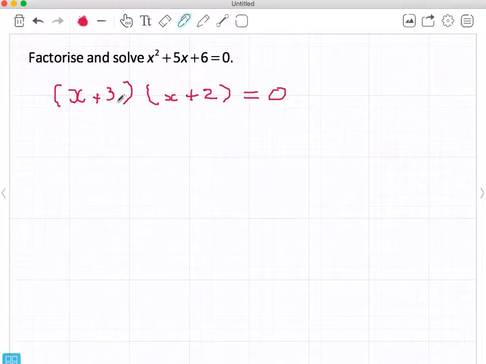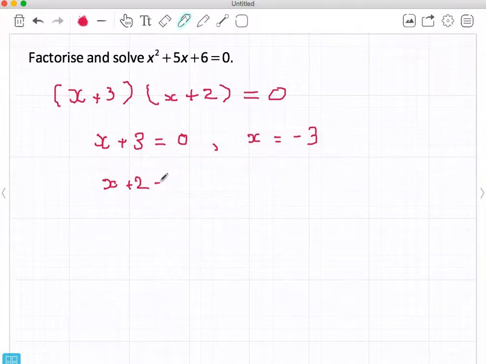Now this first bracket times the second bracket equals 0. So I need to think, what could this first bracket be, when I multiply it by the second bracket, it gets 0? Well, this first bracket could be 0, because 0 times anything will give me 0. So I do that, and x here will be negative 3. And I'm going to do the same for the second bracket, so I've actually got two answers for this.